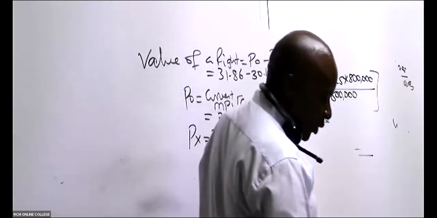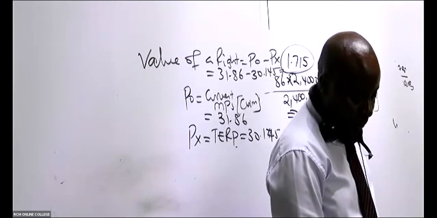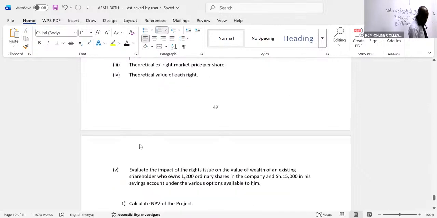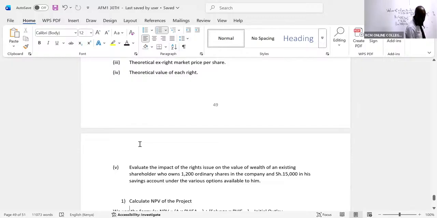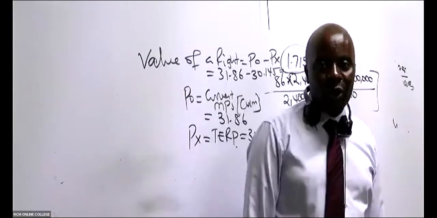So in our next class, you can see they want us to look at a shareholder. They want us to evaluate the impact of the rights issue on the wealth of an existing shareholder who owns 1,200 ordinary shares in the company and has shillings 15,000 in his savings account. What are the various options available to him?